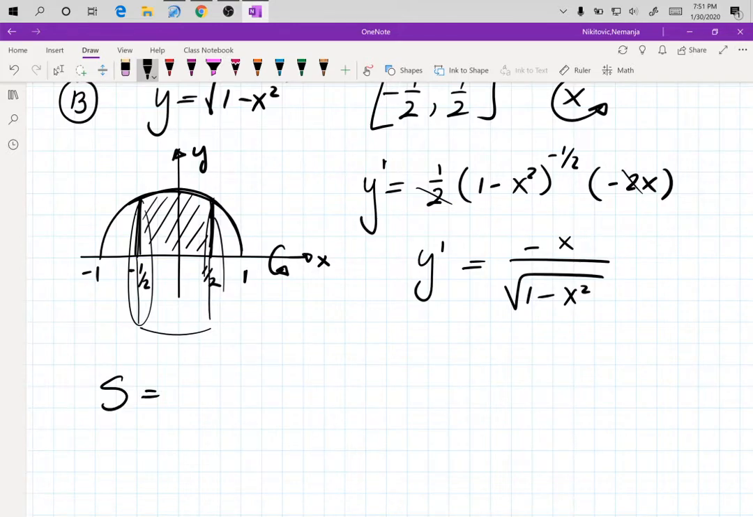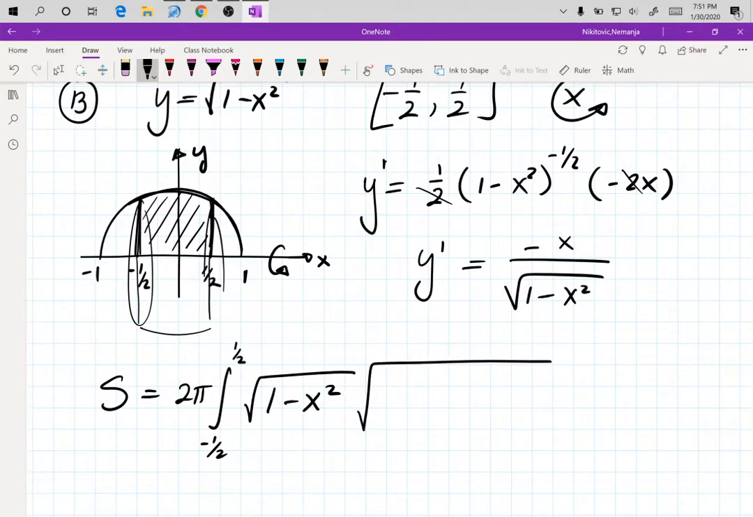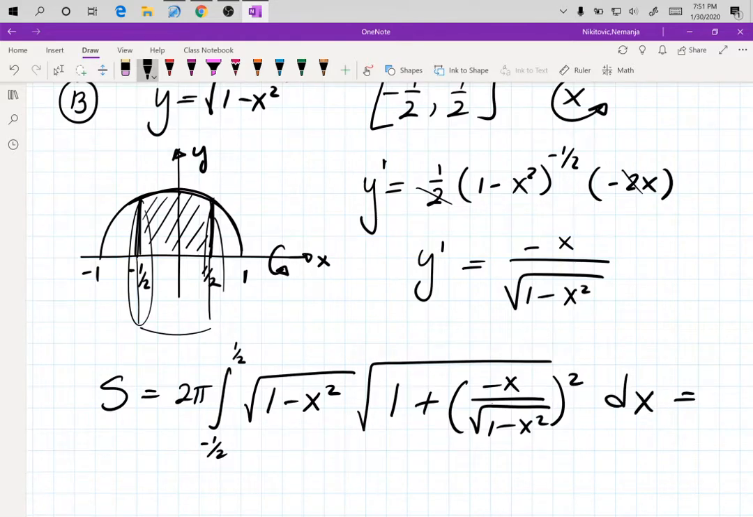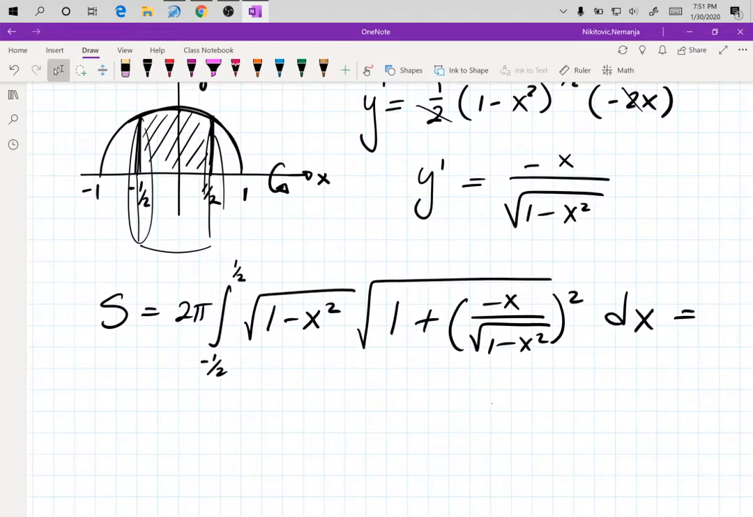S equals 2 pi integral from negative 1/2 to 1/2. We use the original function, square root of 1 minus x squared, that's the f of x part, times the square root of 1 plus the derivative squared. And then all you need to do is to just grind through this algebra, and we're done.